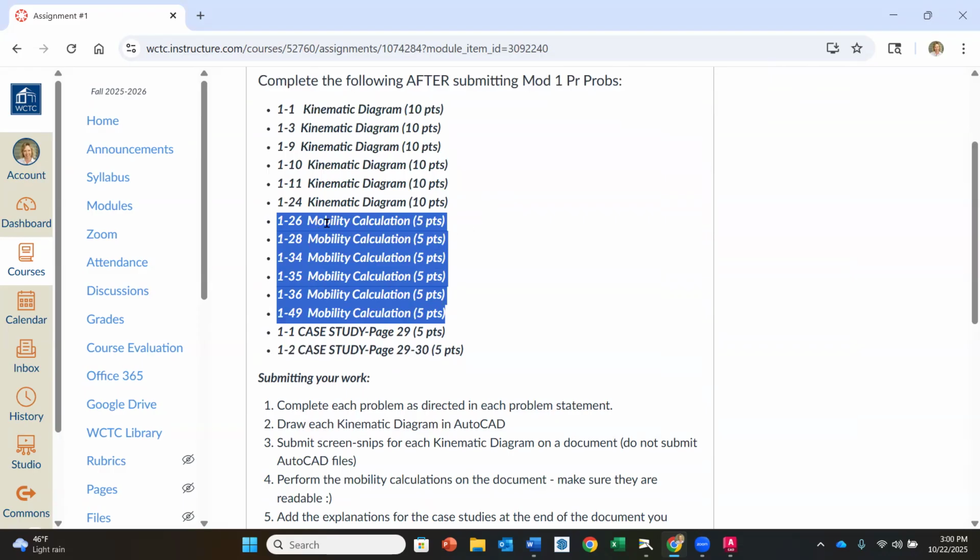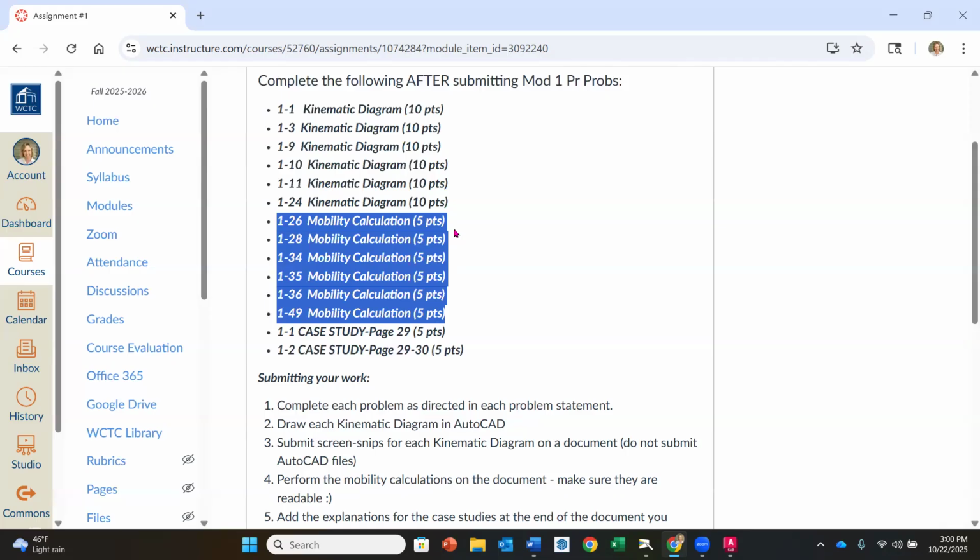So for instance, number 26 is the mobility equation for problem 1-1 that you created the diagram for. So in the CAD diagram, 1-1, you can add the mobility equation in it, and now you've got 2 of these problems done. Does that make sense? Notice that the diagram is worth 10 points. The mobility equation is worth 5 points. Obviously, the mobility equation is much easier. Does that make sense, everybody?